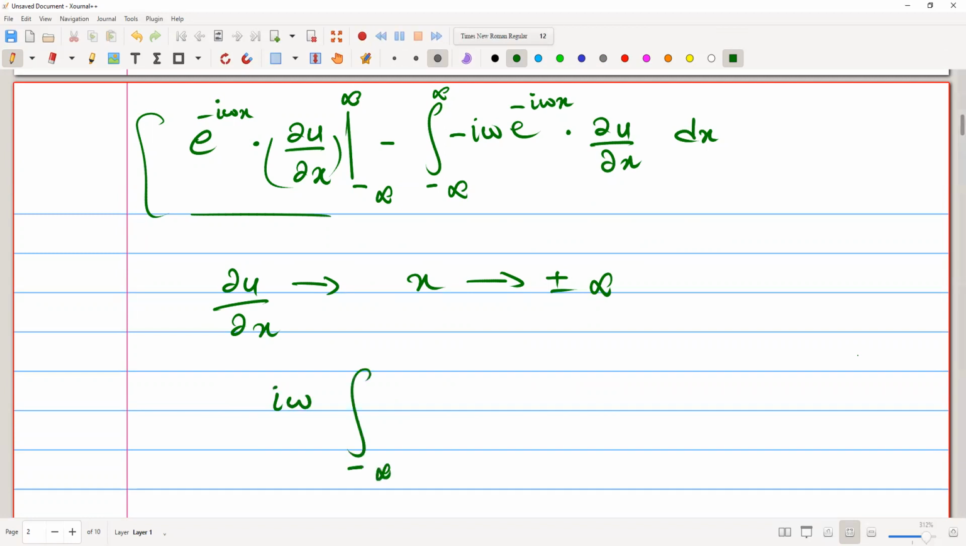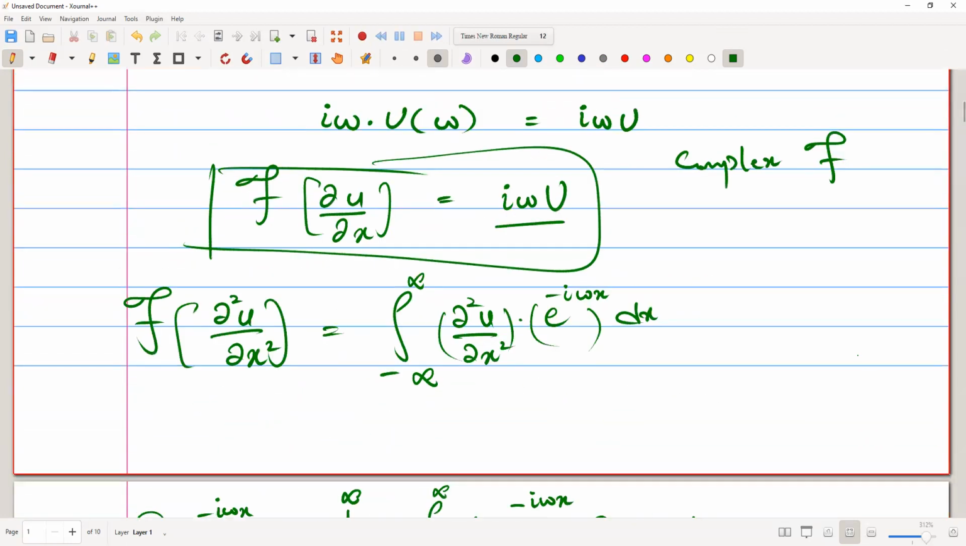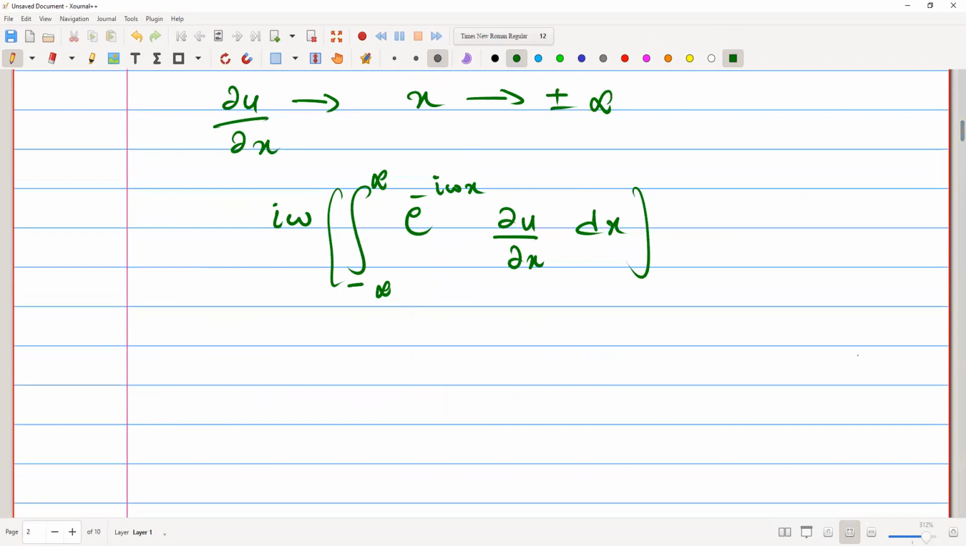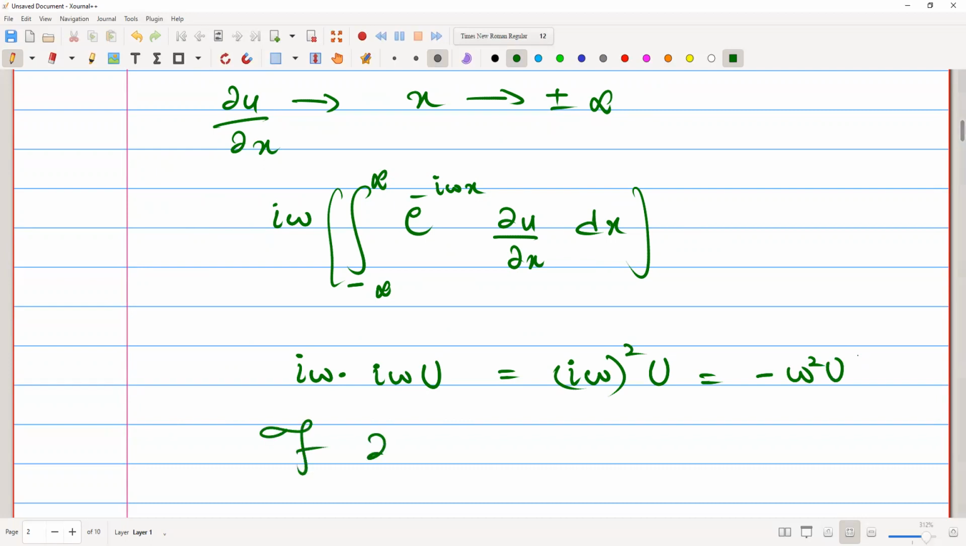Again, we can integrate from negative infinity to positive infinity e^(−iωx) times ∂u/∂x dx. But this thing we already solved, and what we got was iωu. So we can simply substitute iω times iωu. So we are going to get (iω)² times u, which gives −ω²u. So the Fourier transformation of ∂²u/∂x² is simply −ω²u.